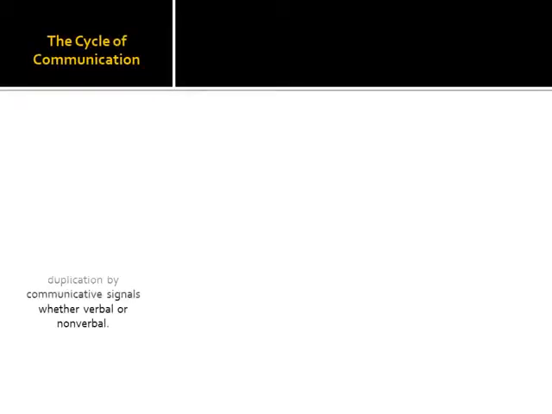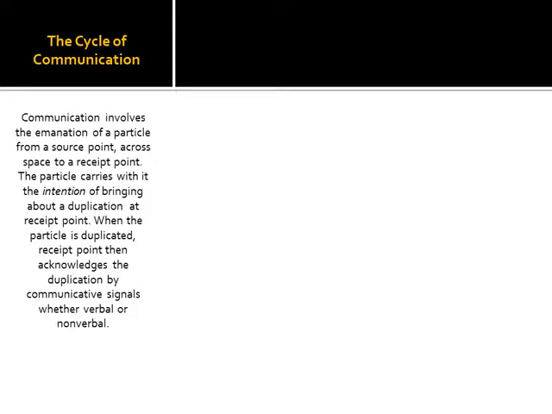Let's start off by talking about communication. More specifically, about the communication cycle. If you've never heard of the communication cycle, this may clarify a few things about what communication is and is not. The cycle of communication begins with a source point. If you're beginning a conversation, that would be you. Source point intends to emanate a particle in some way across some space, whether that's real or virtual space. This particle is made up of information, whether it's verbal or nonverbal.